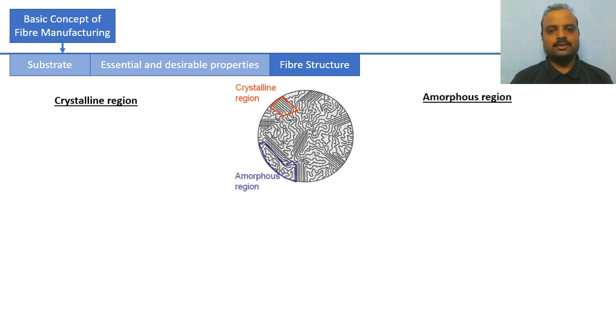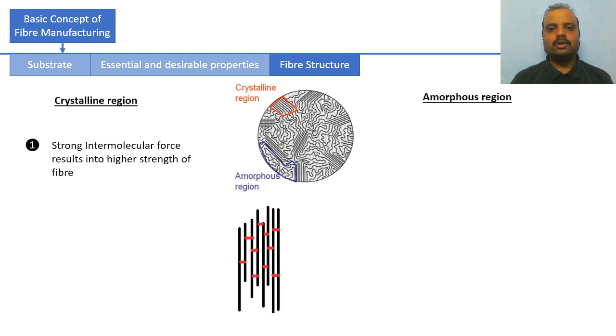First, the crystalline region. As we know, the polymeric chains in this region are placed closely with each other in an ordered manner. When polymeric chains are close enough, they form a bond between adjacent polymeric chains, also known as intermolecular forces. These forces help give strength to the fiber. If a higher number of crystalline regions are present in the fiber, then this fiber naturally possesses higher strength.